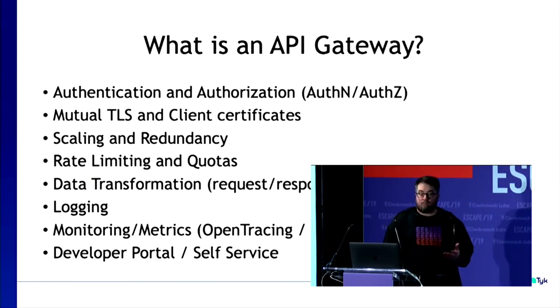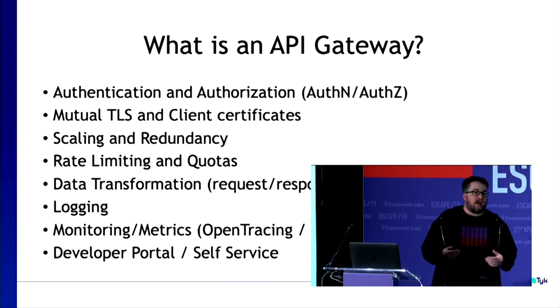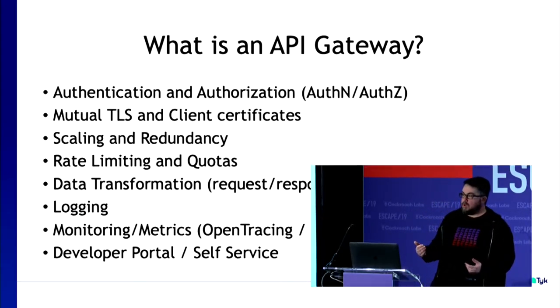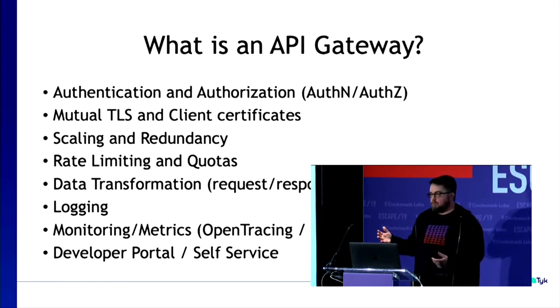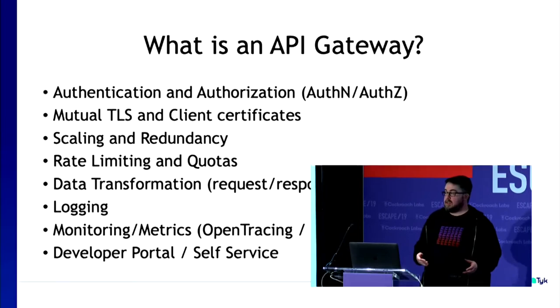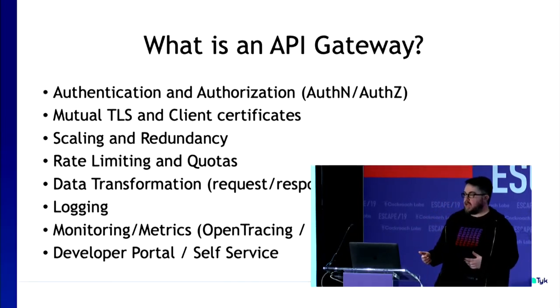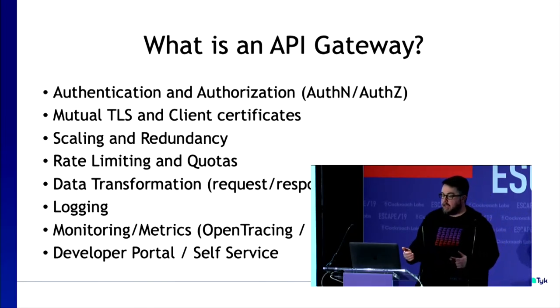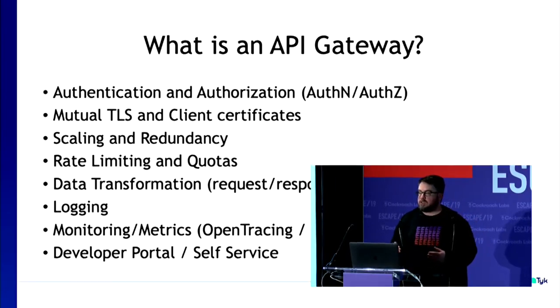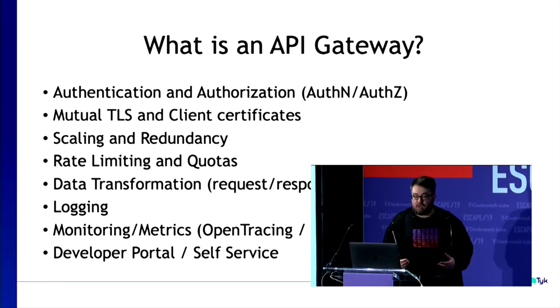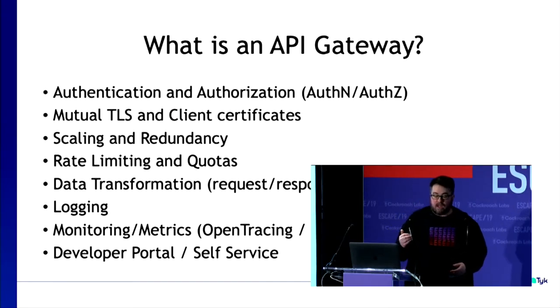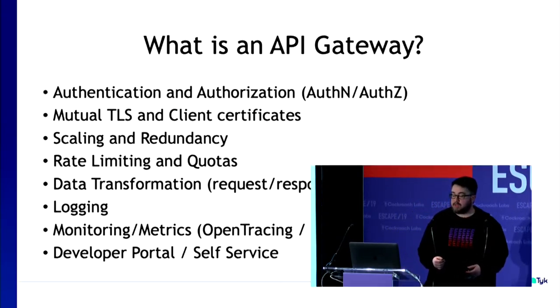Logging. Where is my data going? How is it being accessed? So you want to be able to log that both on the application side, but also on the gateway side, so you can, again, manage that access, see who is accessing it, and report that business intelligence up to your higher-ups to make sure that they have full visibility into your APIs. That goes hand-in-hand with monitoring and metrics.